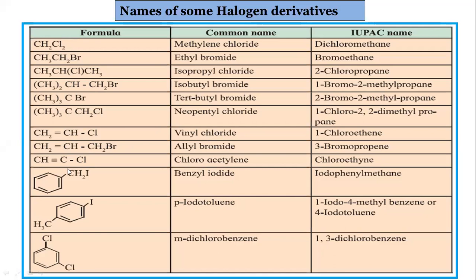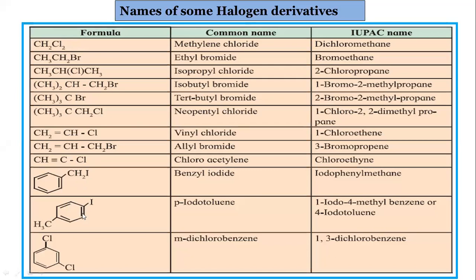In this example, the halogen is attached to the sp hybridized carbon atom, because it is an alkyne. This is sp3. This is sp2, because double bonded carbon is sp2, triple bonded carbon is sp, and single bonded carbon is sp3 hybridized carbon atom. Here, this is benzyl iodide. See, iodine is attached to the sp3 hybridized carbon atom, directly attached.